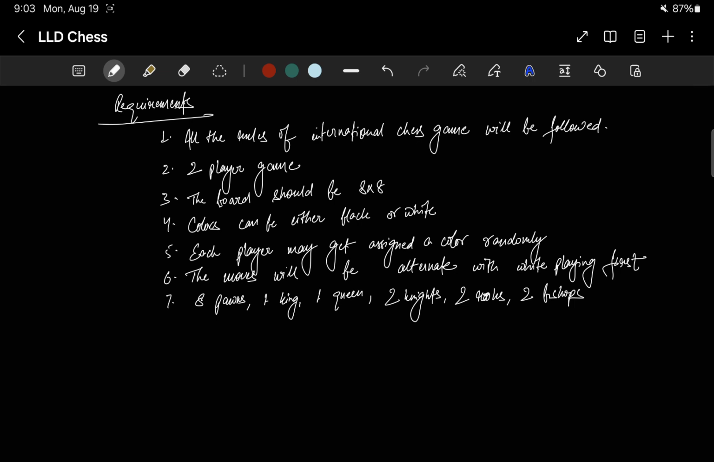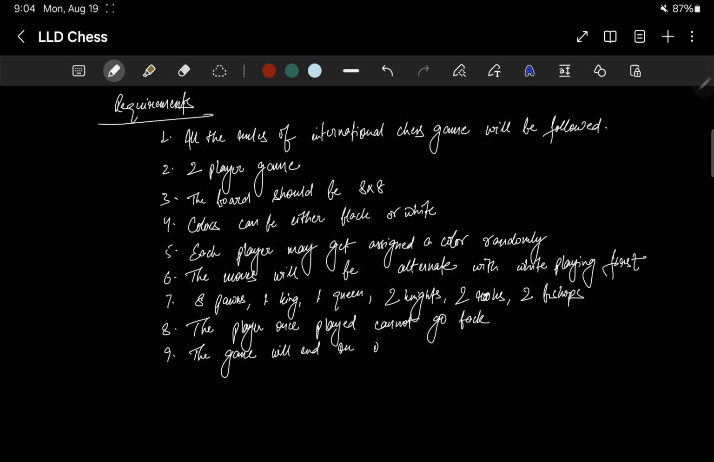There should be something like the player cannot cancel the move. The player once played cannot go back, right? So yeah, this is almost everything. Maybe you can add that the game will end on one player losing or a stalemate.